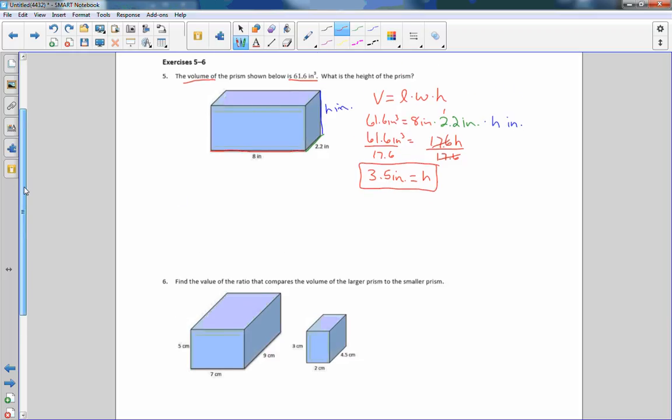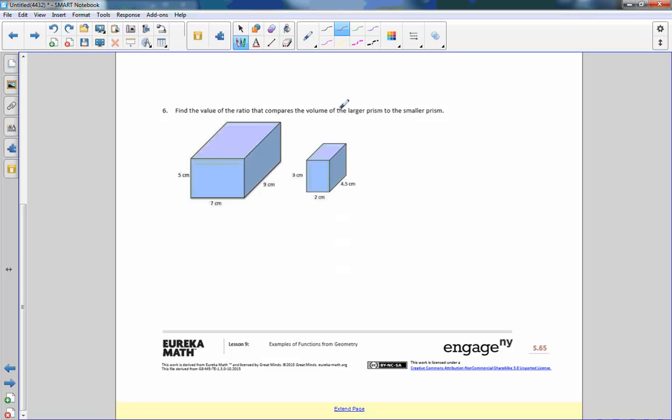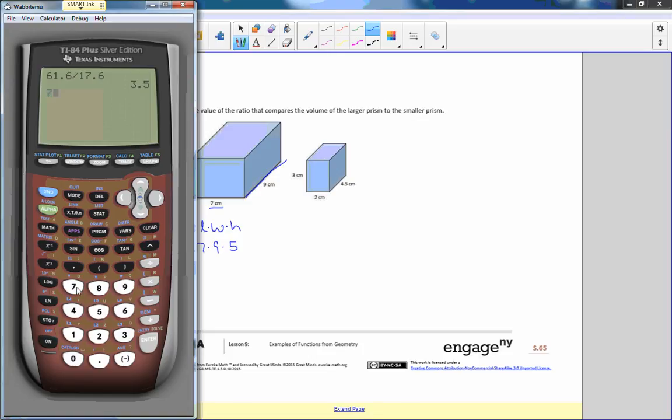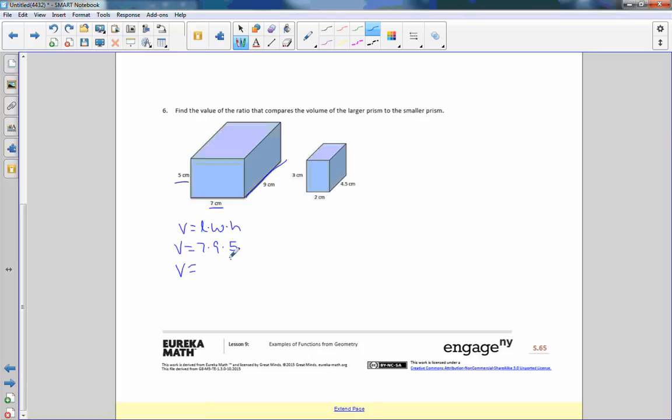Okay, number 6. Find the value of the ratio that compares the volume of the larger prism to that of the smaller prism. Okay, so we need to find the volumes of both. Volume equals length times width times height. I will do the larger one first. So the volume equals the length, 7, times the width, 9, times the height, 5. So the volume equals 9 times 7 is 63 times 5, 315. I want to make sure: 7 times 9 times 5, 315 centimeters cubed. Okay, so we have 315 cubic centimeters.